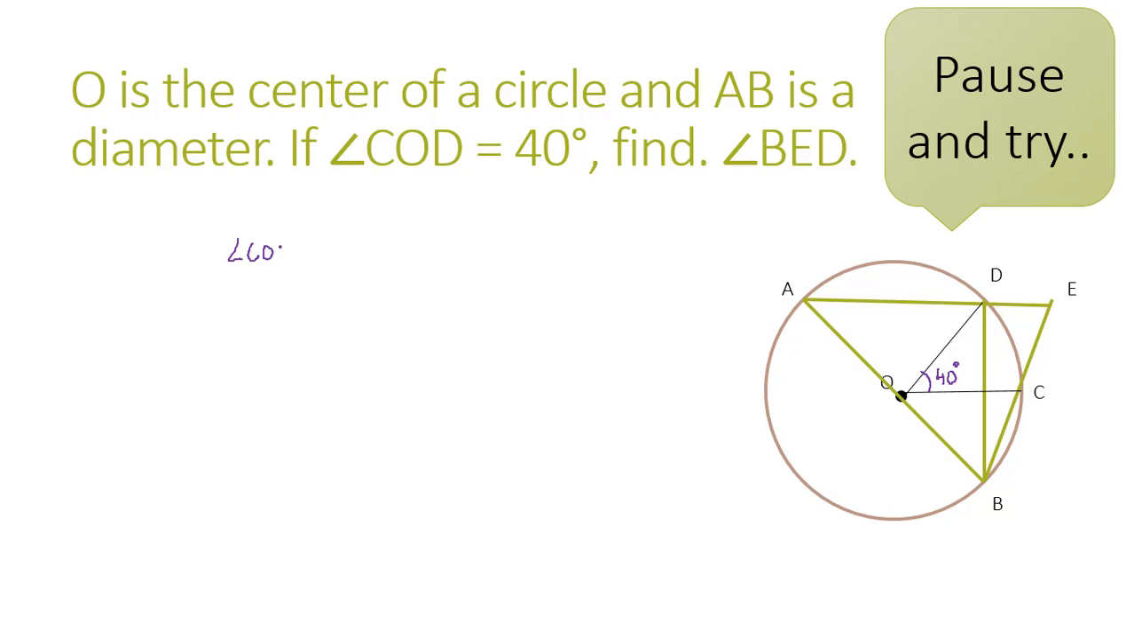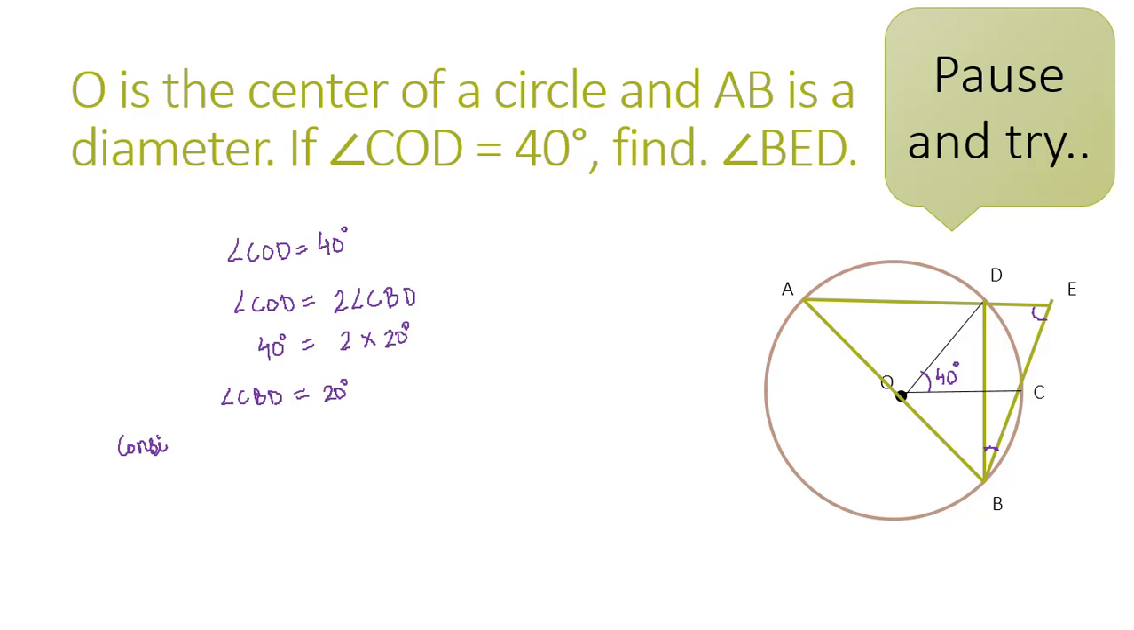So here we are given angle COD equal to 40 degrees. We have to find angle BED. BED will be this angle. From the previous theorem, we can see that angle COD is equal to twice the angle CBD, as both of these angles are subtended by the arc CD. And this is our angle CBD. Since COD is 40 degrees, CBD has to be 20 degrees.